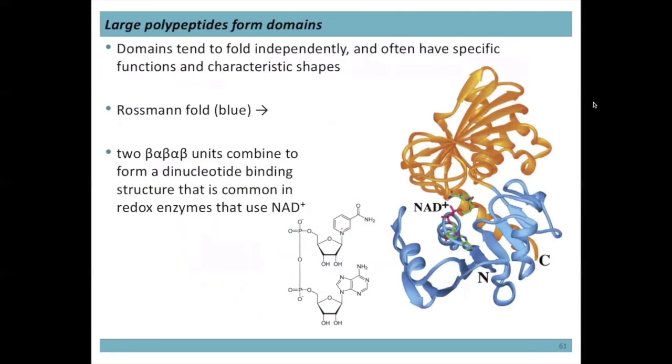Okay, so here's an example. We've got 2 domains here, and the bottom blue domain, I believe, is referred to as the Rossmann fold. It's a beta-alpha-beta unit. And this Rossmann fold will actually bind the dinucleotide NADH. So this Rossmann fold is a common domain that you see when you're binding NAD. So they often have specific functions and characteristics.